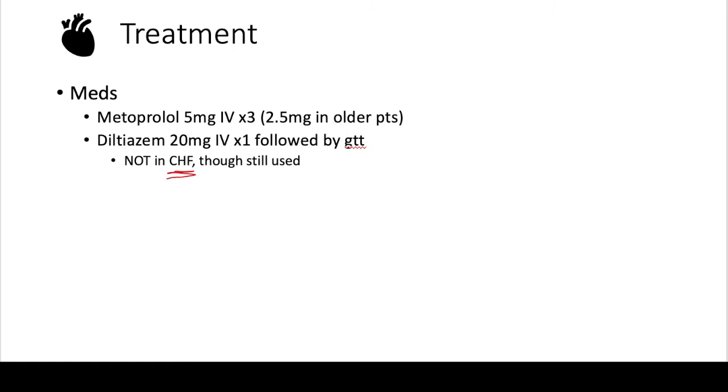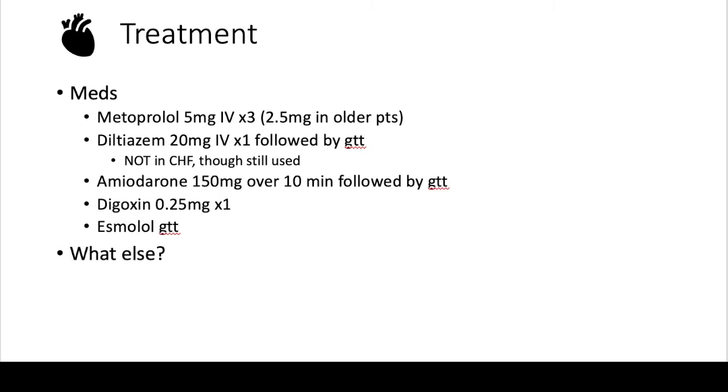The other medications that you could see used in AFib with RVR: if patients are not responding to beta blockers or calcium channel blockers, you can start amiodarone, and the dose is usually 150 milligrams over 10 minutes, and then you start a drip. Other things that you might see used are digoxin, though digoxin has a narrow therapeutic window in patients on different medications or that have CKD. You really have to follow the dig levels, or you could start an esmolol drip.